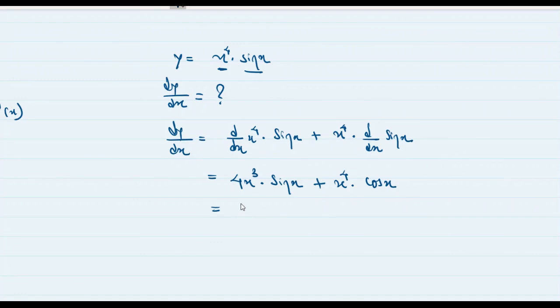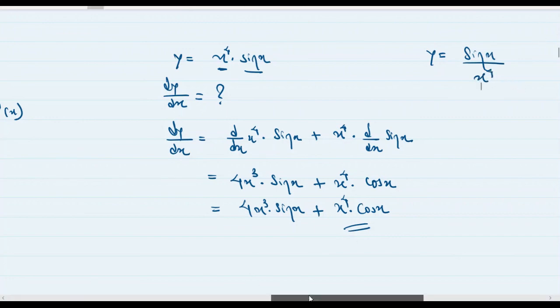So this will become 4x cubed multiplied by sine x plus x raised to 4 multiplied by cos x. Nothing can be done to this. This is the final answer. But suppose we have a function which says sine of x upon x raised to 4. So we cannot apply the product law. We can apply the quotient law over here.